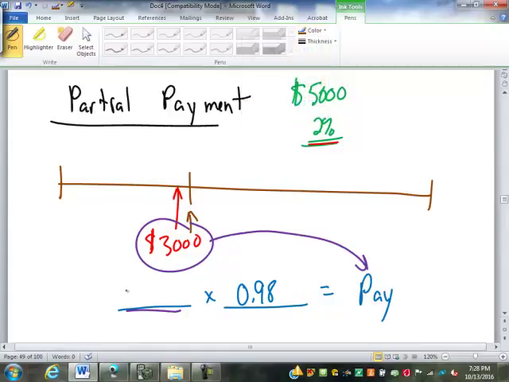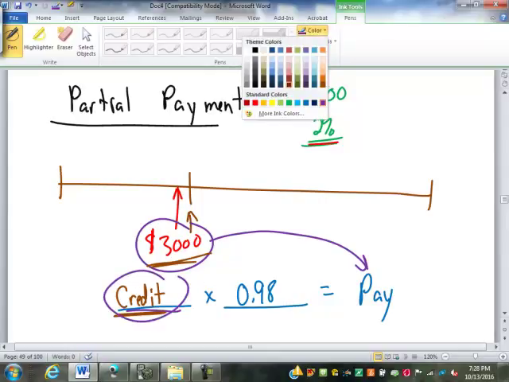So the amount that goes here is the amount that we're going to get credited for. That's what is going to get subtracted from our account. Where it gets tricky is the 2% does not apply to the $3,000. The 2% comes from the amount we're going to get credited for. So how do we handle this?